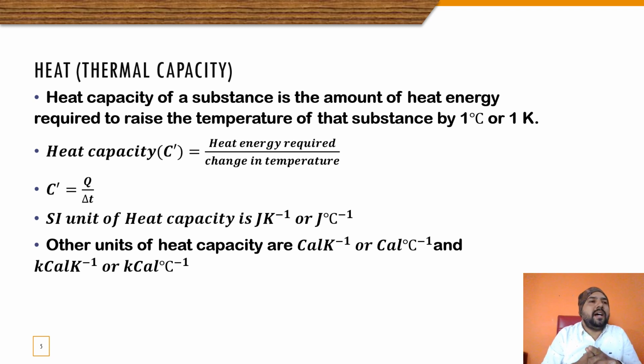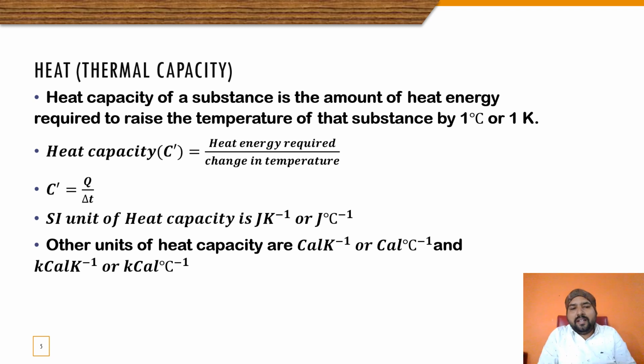Just suppose we have a ball made up of metal and another ball made up of soil or sand. They will not require the same amount of heat to get their temperature raised by 1 Kelvin. So that defines the heat capacity of that particular metal ball or that ball made up of sand or soil. So here we can see that heat capacity is equal to the heat energy required upon change in temperature.